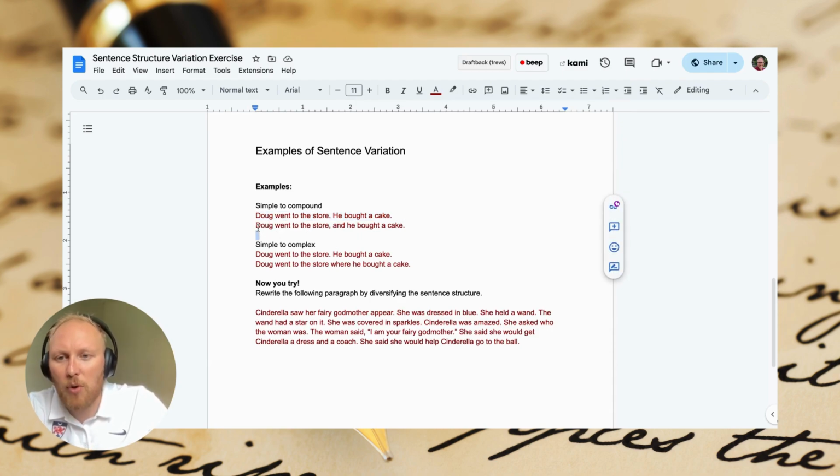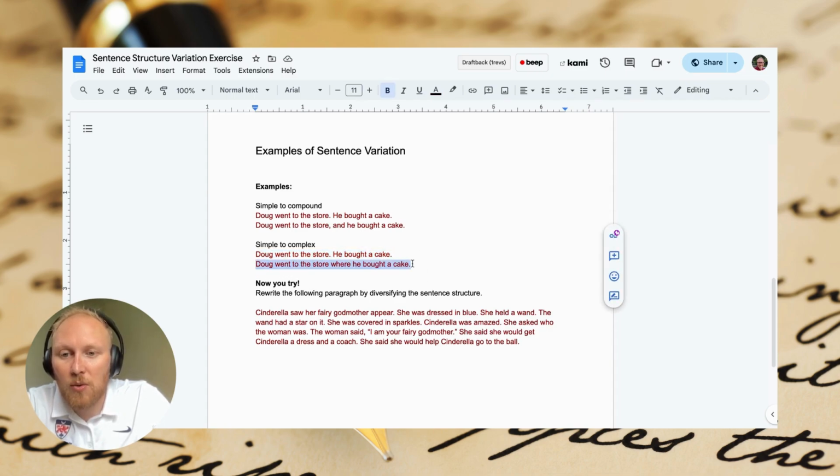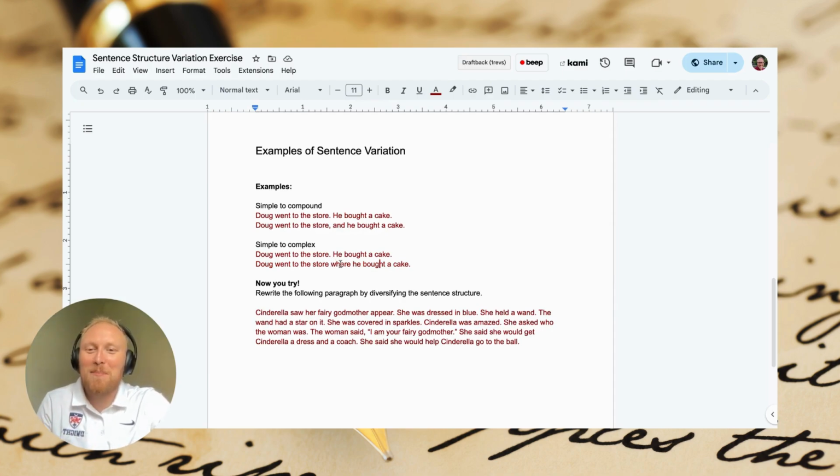Doug went to the store. He bought a cake. Doug went to the store and he bought a cake. So I can turn it into a compound sentence. I could say Doug went to the store where he bought a cake and turn it into a complex sentence. Likewise, here we go. Doug went to the store. He bought a cake. Doug went to the store. Oh, sorry. Where he bought a cake. There we go. It's the same example. Sorry.